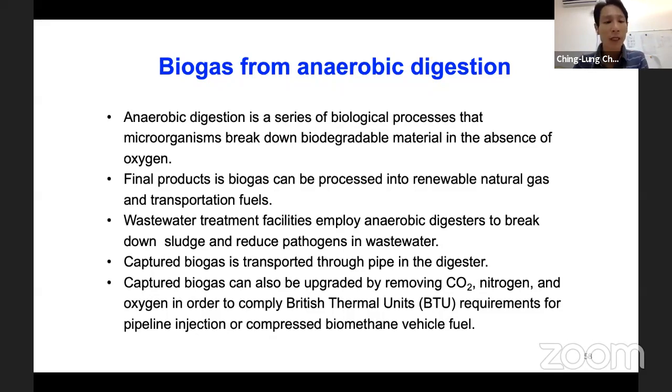Okay, and then the wastewater treatment facility employs an anaerobic digester to break down the sludge and reduce the bacteria in the wastewater. So the biogas can also be upgraded by removing the CO2, nitrogen, or oxygen in order to comply with the BTU requirement for pipeline injection or compressed biomethane vehicle fuel.